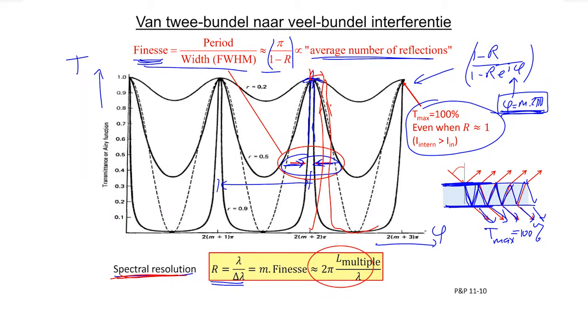So you can use this to distinguish different colors of light. Again, you can define a spectral resolution in the usual way, and this spectral resolution is related to the ratio between the optical path length of this multiple reflected beam divided by lambda. You can also express it in terms of the order, which is 2 times the thickness of the slab times refractive index times cosine theta, if you want to be complete. This thing multiplied by the finesse, which is the average number of bounces that you get, approximately.